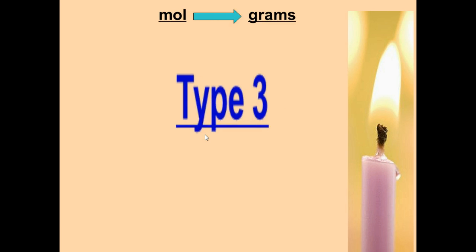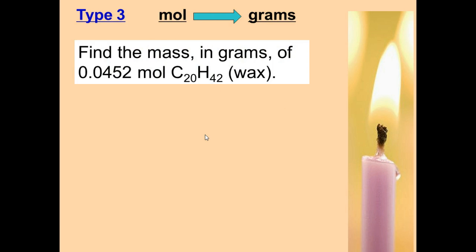And so here's a second problem. So type 3 problem again, so converting from moles to grams. So find the mass in grams of 0.0452 moles of C20H42. So first we have to figure out what we need. So we need to go from moles to grams, and before we do that we need to find the molar mass of wax, which is C20H42.